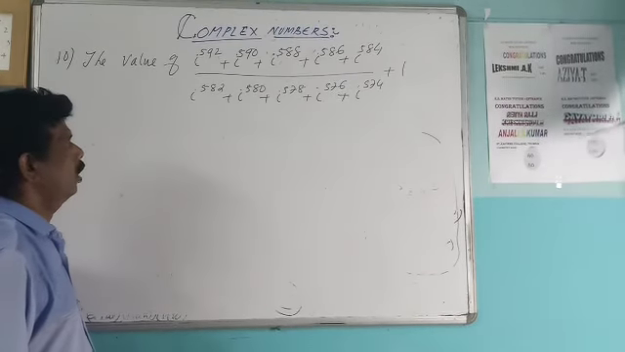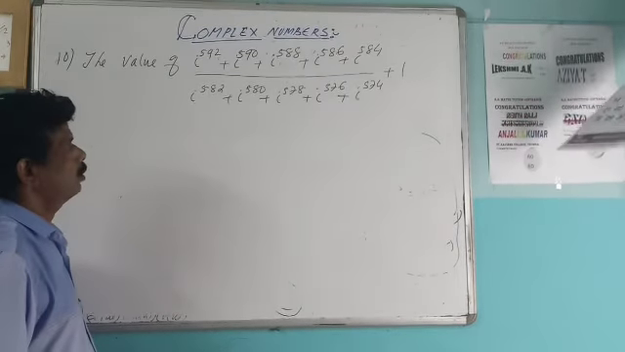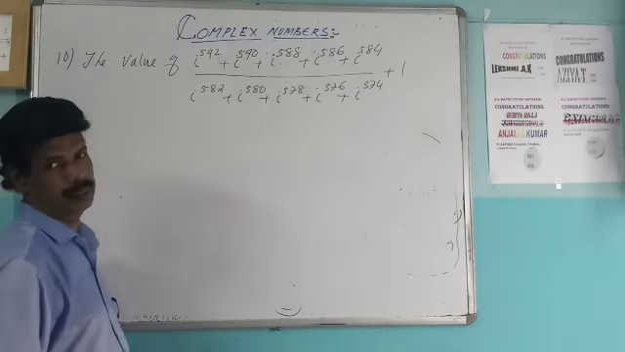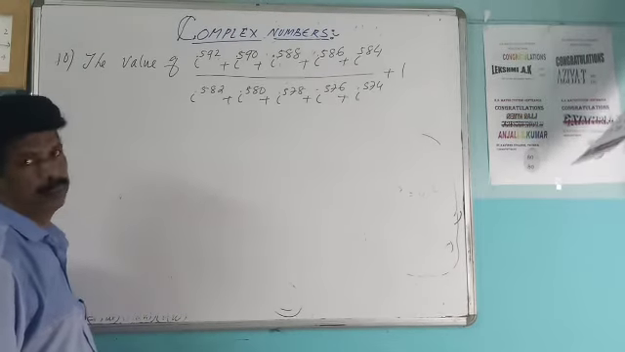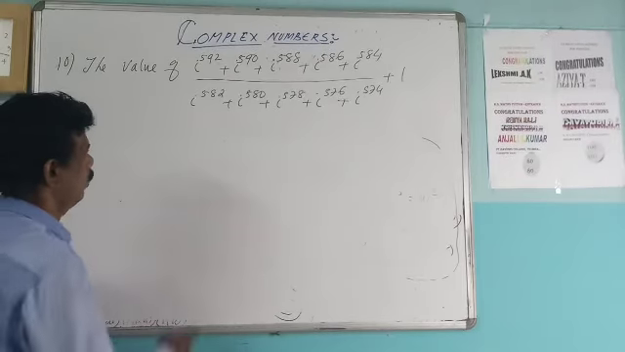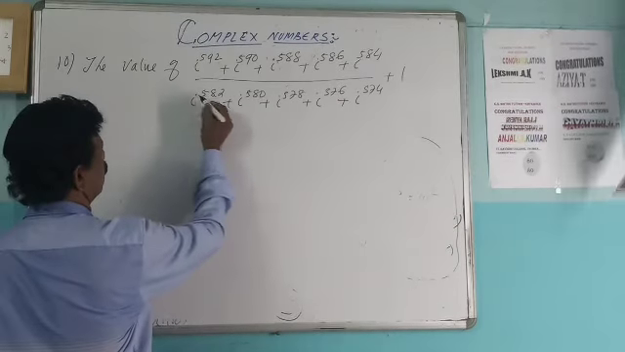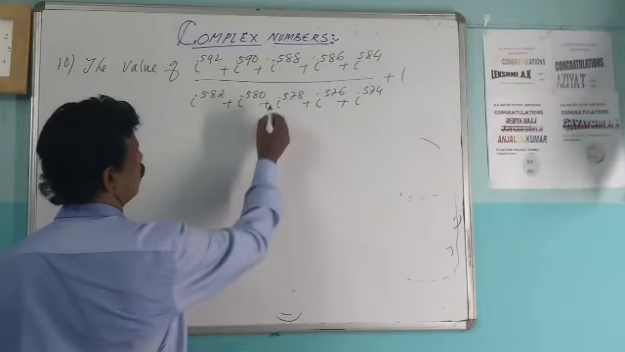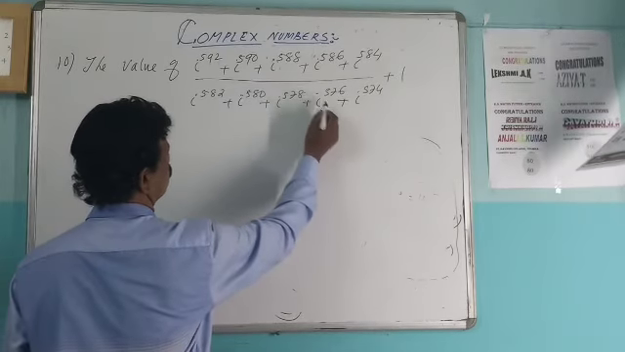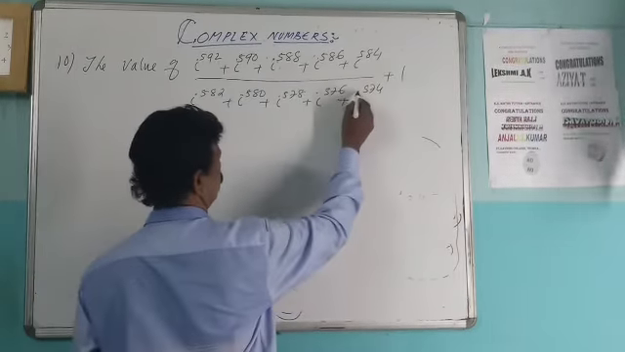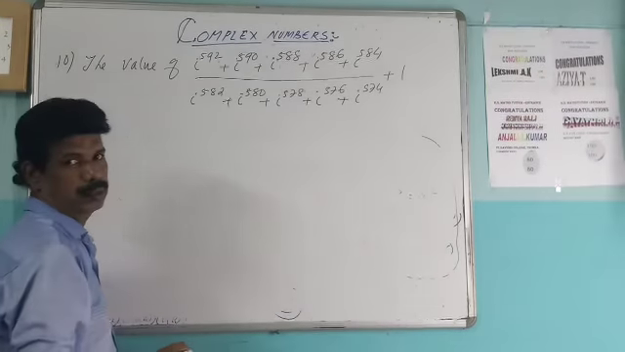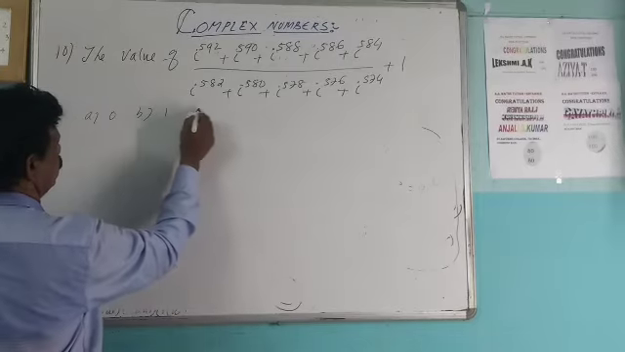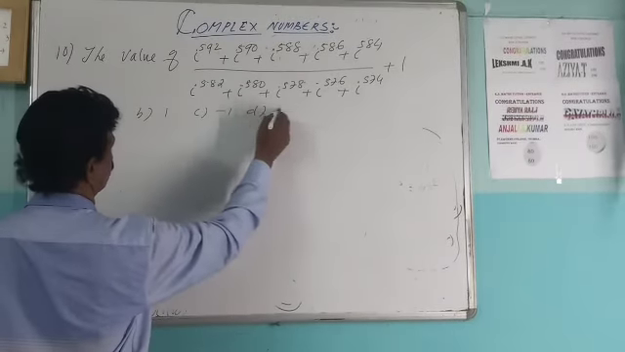i raised to 592 plus i raised to 590 plus i raised to 588 plus i raised to 586 plus i raised to 584 divided by i raised to 582 plus i raised to 580 plus i raised to 578 plus i raised to 576 plus i raised to 574 plus 1 equals dash. Choices: 0, 1, minus 1, 2.